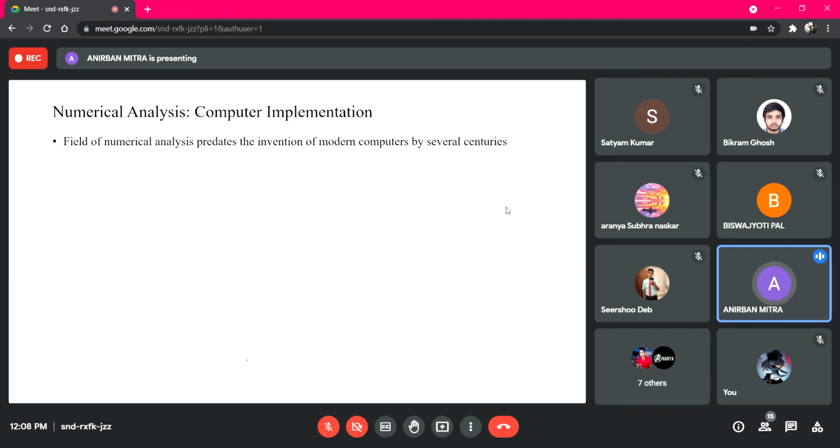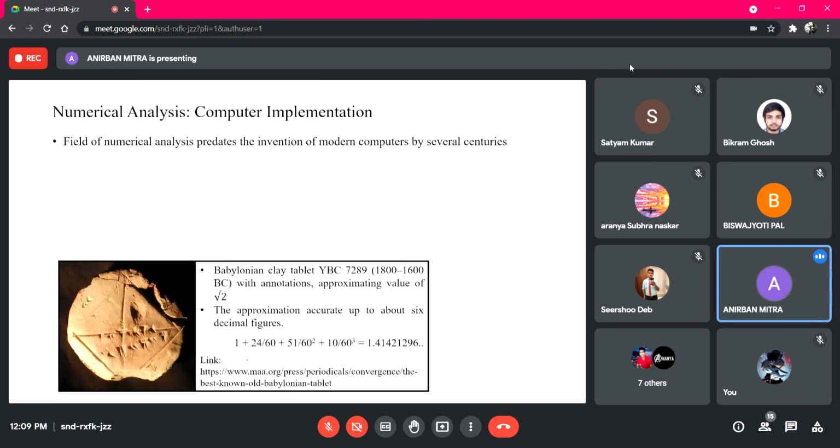But it should be remembered that numerical analysis existed before the invention of modern computers. In fact, even in prehistoric times, thousands of years back, there are instances of some primitive numerical methods that were applied and good results were obtained. One such example I can show you here is this Babylonian clay tablet named YBC 7289.